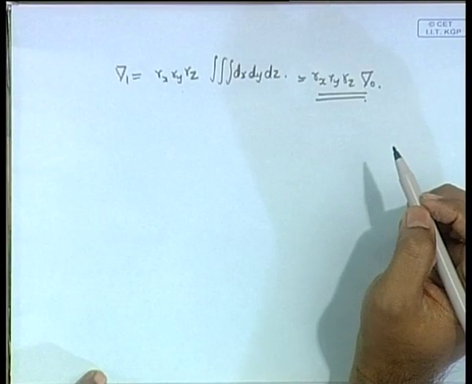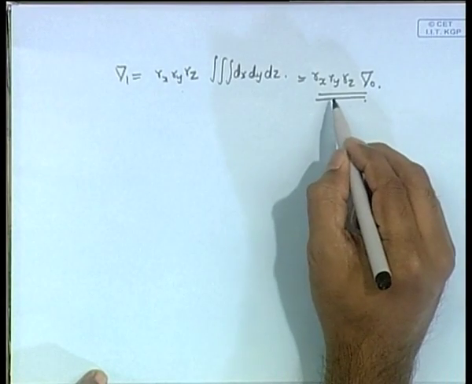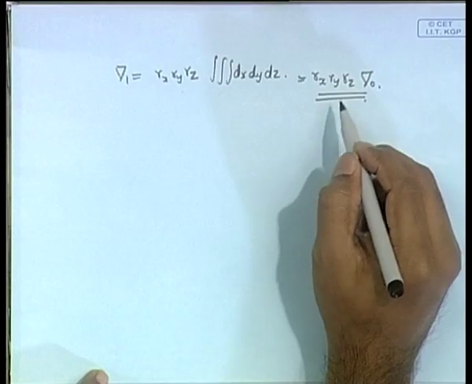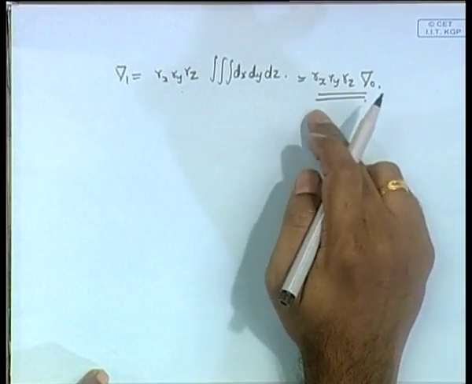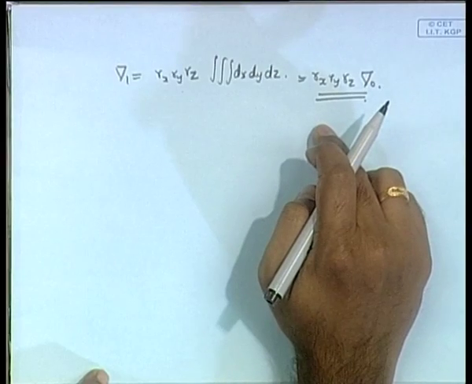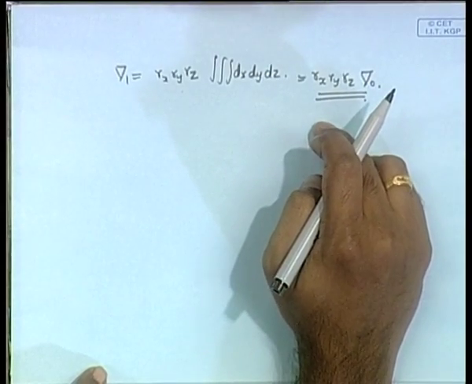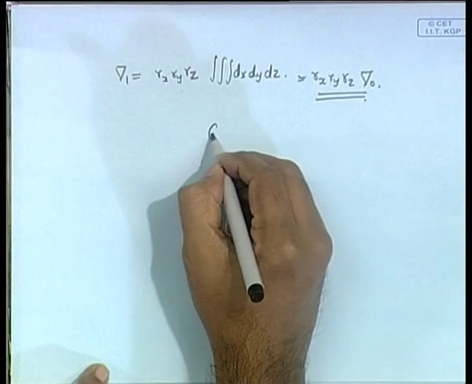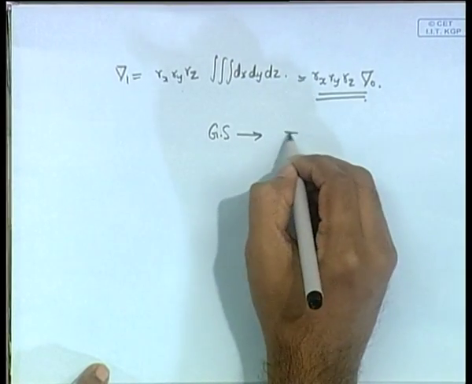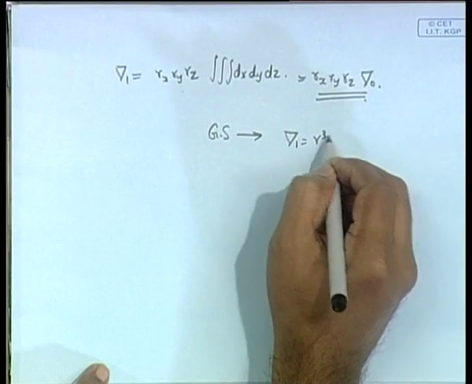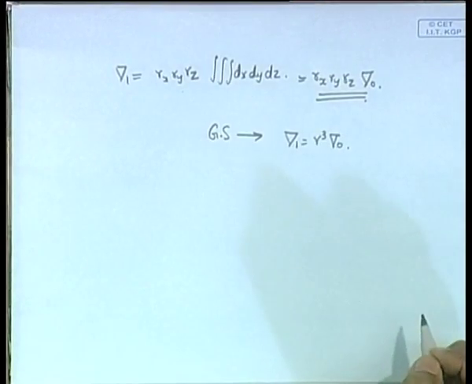So this is your expression for the final displacement. In this case it is not geometrical mapping because the scales are different, so let us call it affine mapping. In case of affine mapping, this will be the new displacement, and in case of geometrical similarity you get del 1 is equal to r cube del 0 directly from this.